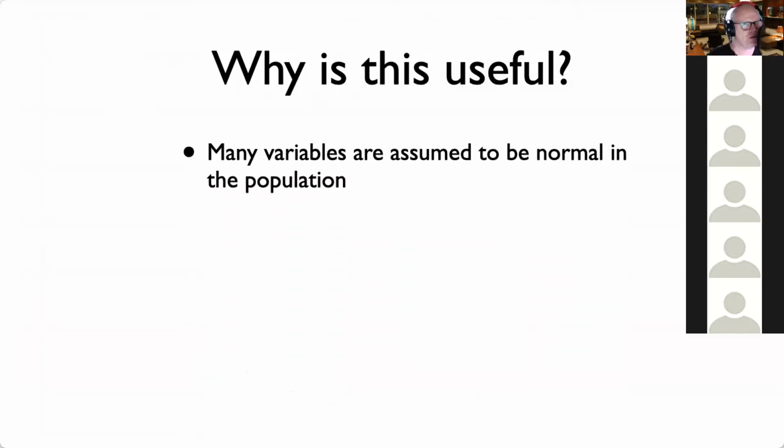Many variables are assumed to be normal in the population. Note I said assumed. You're told a lot in 101 intro stats classes that everything's normal, everything's normal. It really isn't. A lot of things are, but a lot of things aren't.